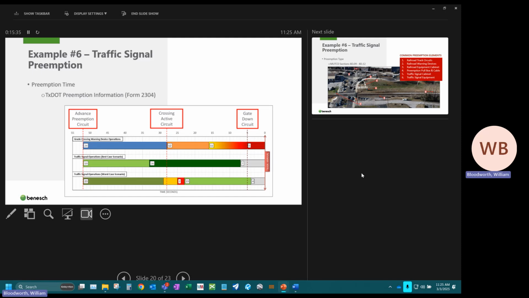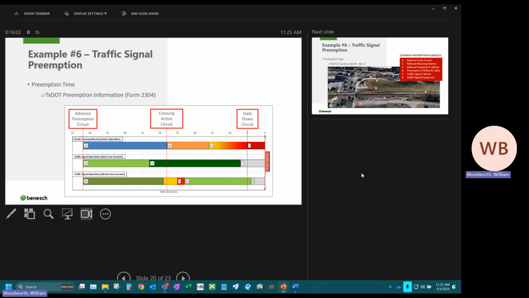The railroad preemption should operate in a way that when a train is approaching, the railroad equipment tells the traffic signal that a train is coming. The traffic signal terminates all conflicting phases and then provides a green indication for vehicles queued onto the tracks so that they can begin driving and clear the crossing before the train arrives. This picture on the bottom, it's a quick, simple exercise that you can do on your project to kind of verify that this is happening.